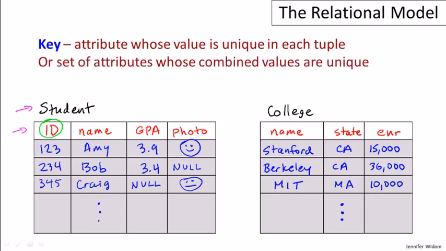There's probably several colleges named Washington College, for example. You know what? We're allowed to have sets of attributes that are unique, and that makes sense in the college relation. Most likely the combination of the name and state of a college is unique, and that's what we would identify as the key for the college relation.